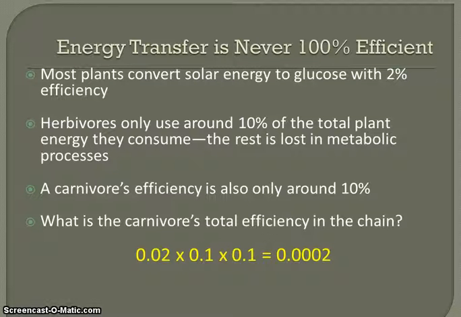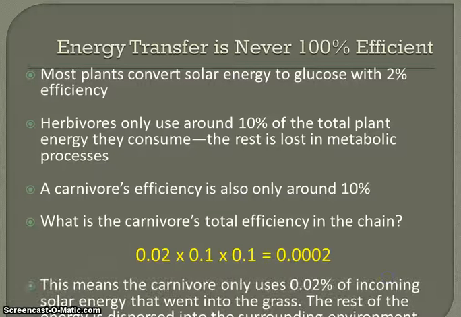Alright, hopefully you converted the 2% to a decimal, the 10% and 10%, and determined that the carnivore only uses about 0.02% of the incoming solar energy that hit the original plant, or the grass in the case of the food chain that we've been looking at. The rest of the energy is dispersed into the surrounding environment.